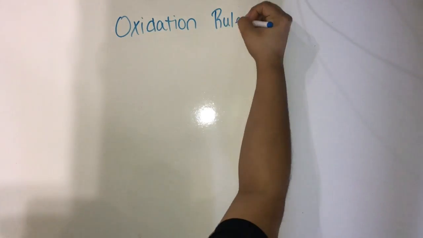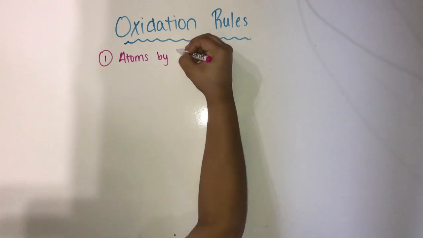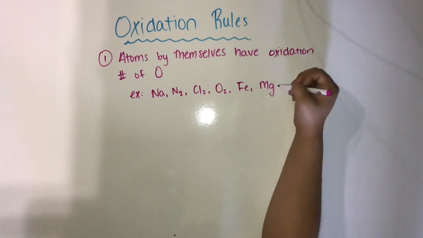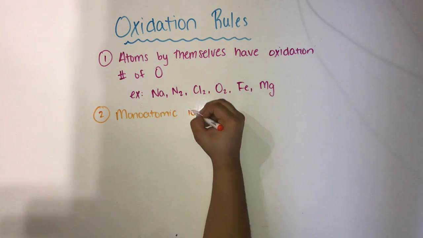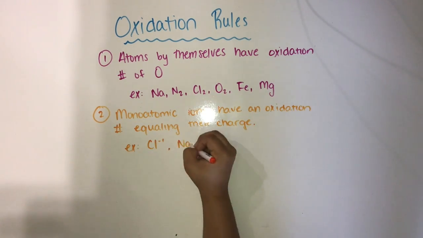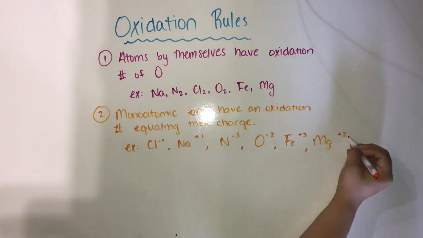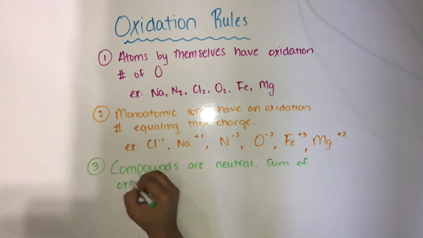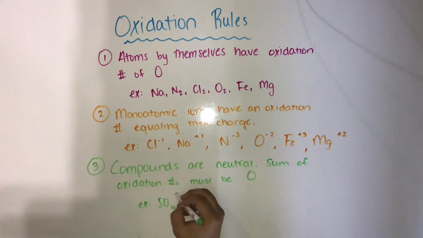Now we're going to go over the oxidation rules. There are 7 oxidation rules. The first is that atoms by themselves have an oxidation number of 0. The second is that monoatomic ions have an oxidation number equaling their charge. The third is that compounds are neutral, so the sum of the oxidation numbers must be 0. Here are some examples.